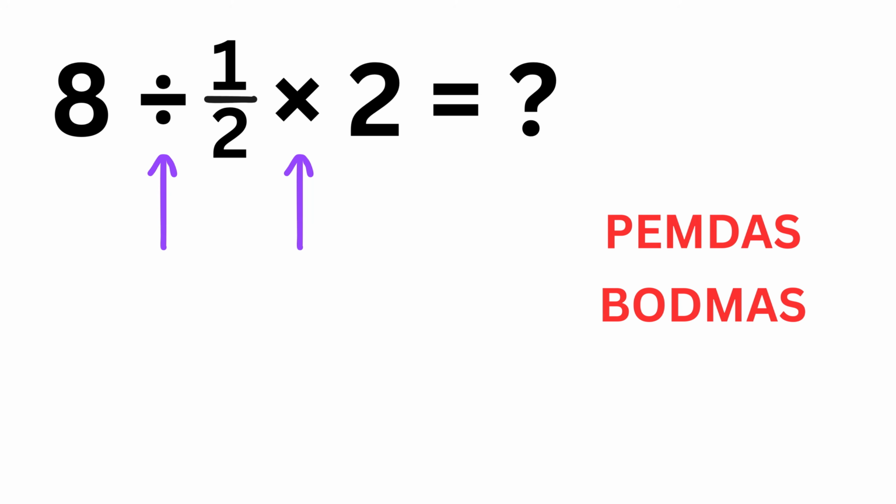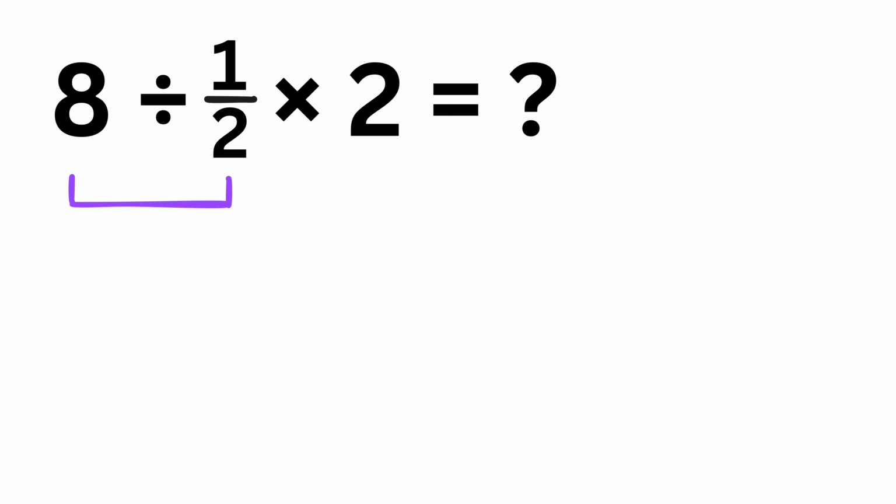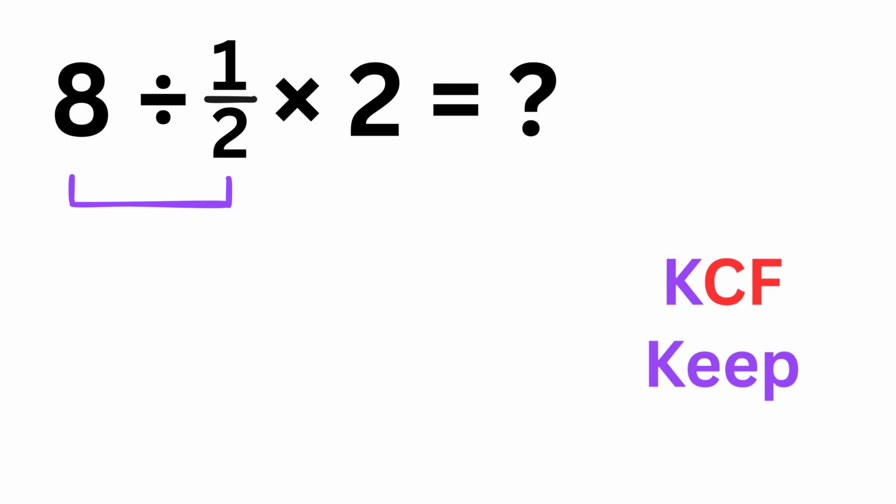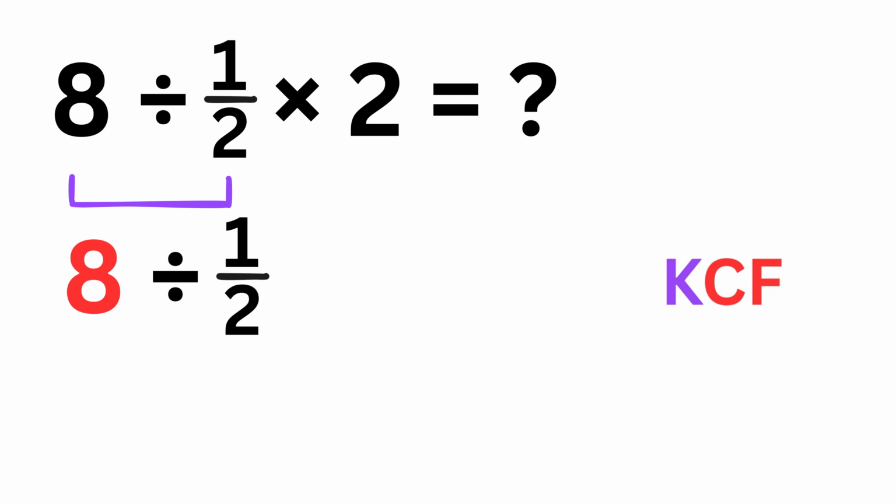And as we know, multiplication and division have equal priority, and we have to go from left to right. So we start with 8 divided by 1/2. Now, according to the KCF rule, K stands for keep, C stands for change, and F stands for flip. We keep the first fraction, change division to multiplication, and flip the second fraction.